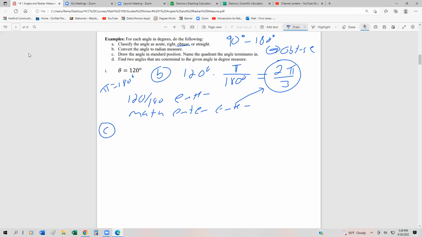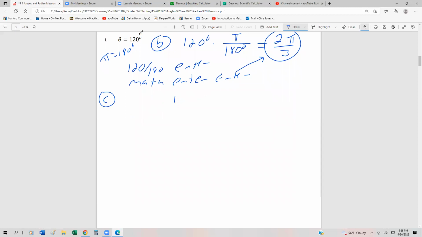For letter C, we're going to graph the angle in standard position. Now, remember, 120 is a little bit bigger than 90. In standard position, we start on the positive x-axis, and from here to here is a 90-degree measure. But we don't want 90, we want 120. So we're going to go a little bit further into here, and this will be the terminal ray.